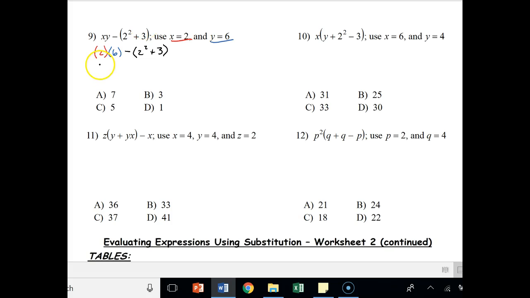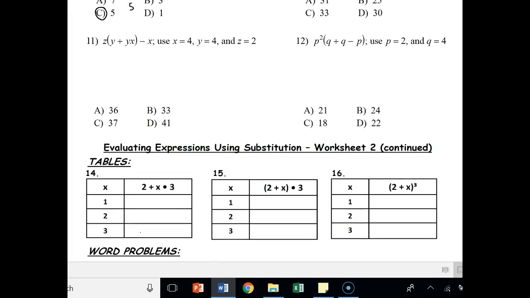So we're going to have 2 times 6 on the outside, 2 times 6, minus, do this parentheses exponents first, 2 squared, which is 4, plus 3. And then we still need to do the parentheses first, so it's 2 still times 6 minus 7, so that's what 4 plus 3 is. And now I can finally do 2 times 6. 2 times 6 is 12 minus 7, and 12 minus 7 is our answer of 5. So C.